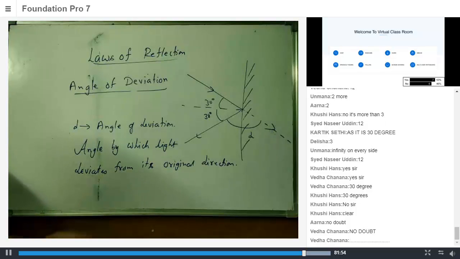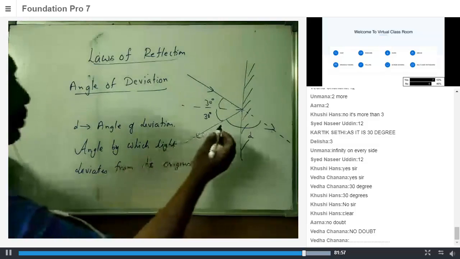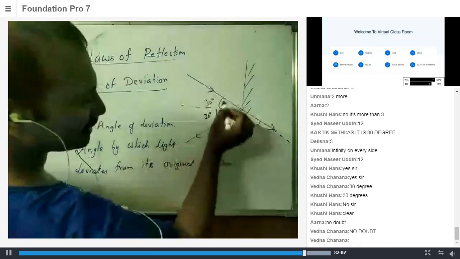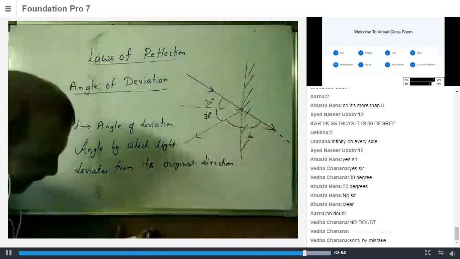Fine. So now this is clear. Now I want to find what this angle of deviation is. This is a straight line. What is the angle of a straight line?